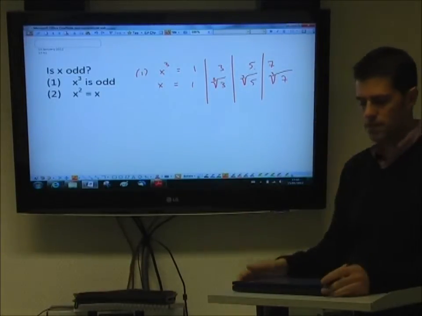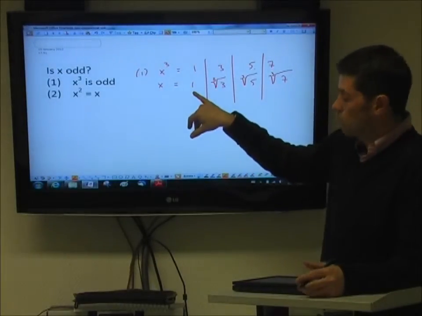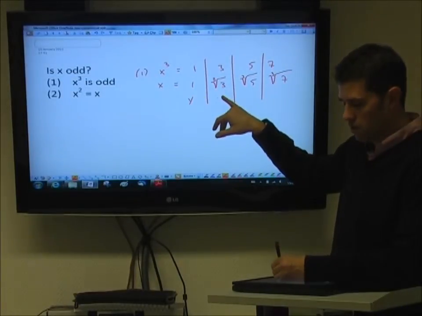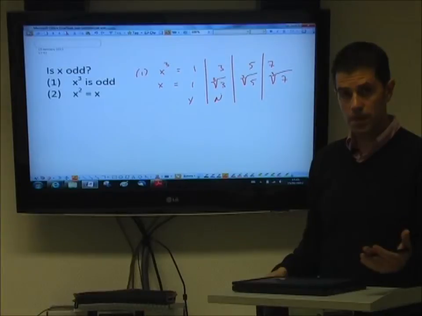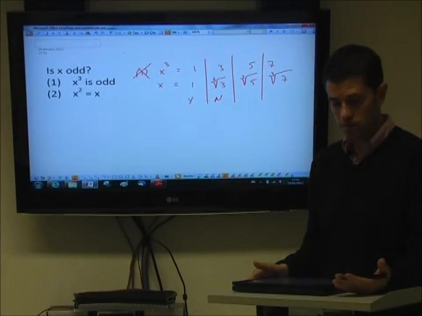In this case, I can see when they ask, is x odd? In this case, x is a 1, which would give me a yes. In this case, I see x is the cube root of 3, which would give me a no. So that would tell me sometimes yes, sometimes no. Therefore, statement 1 is insufficient to answer the question.